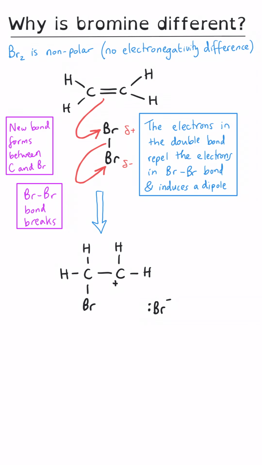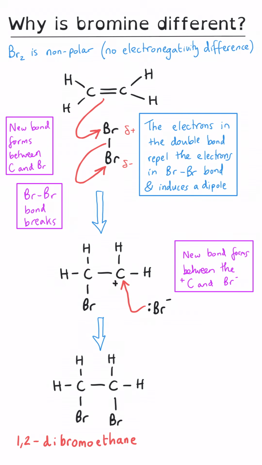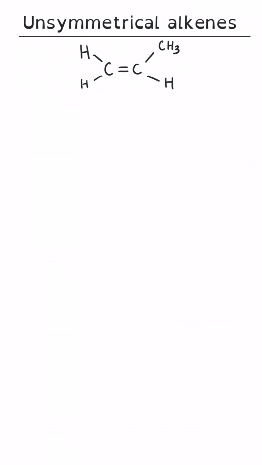This time there is a bromine on the left hand of the two carbon atoms, and the bromide ion attacks the carbon that is positive in this carbocation, and that third curly arrow shows the formation of a new bond between the carbon and the second of the two bromines. This time the organic product looks like this. We have produced 1,2-dibromoethane.